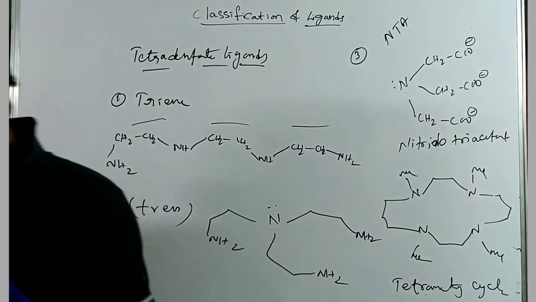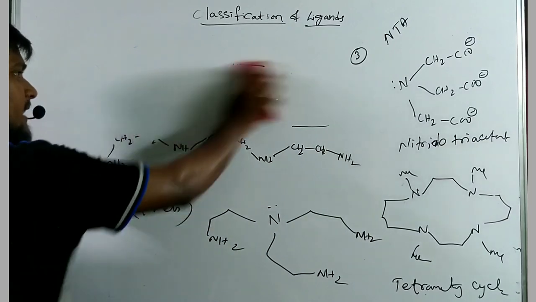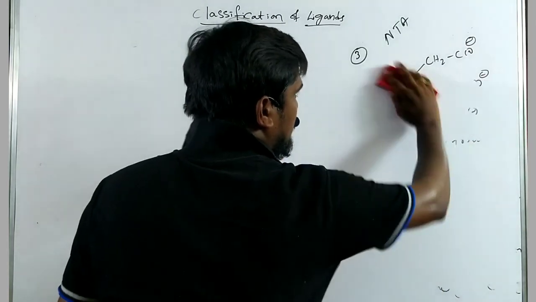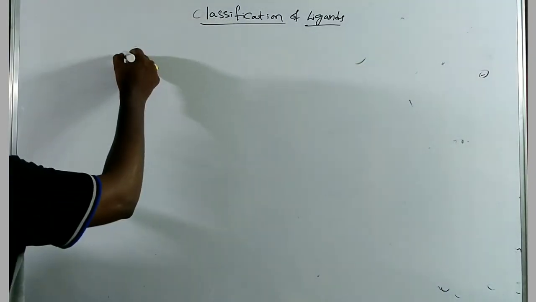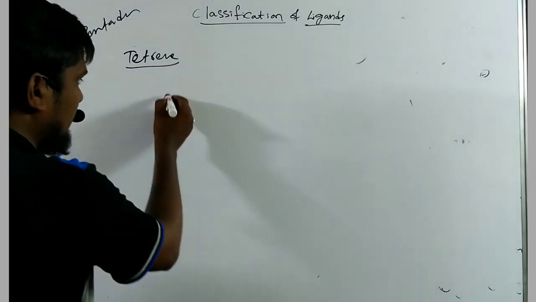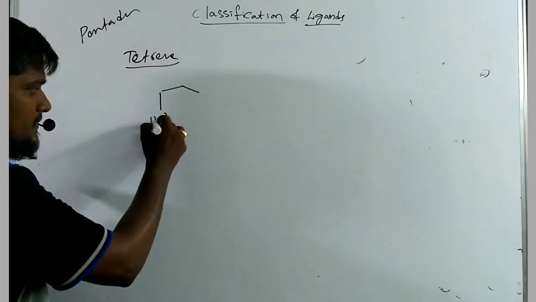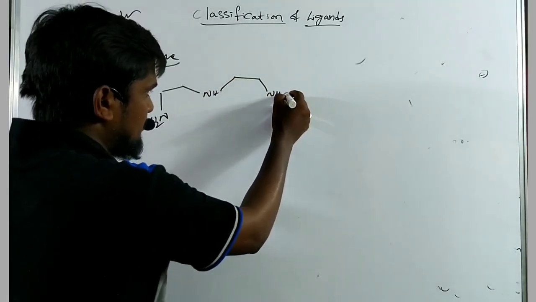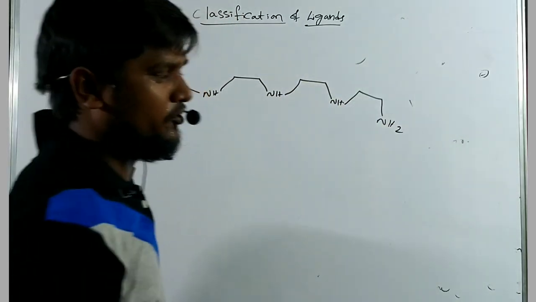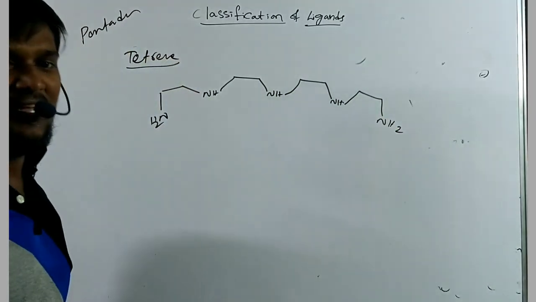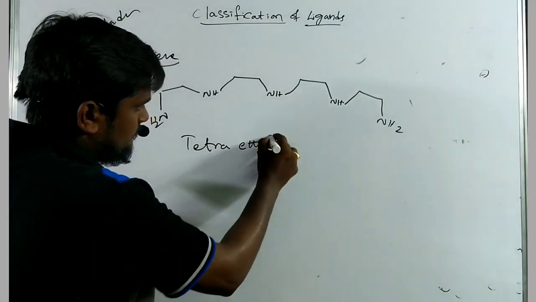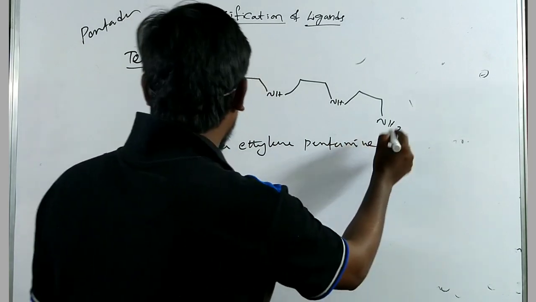Now generally pentadentate ligands have only one example, that is called tetren. Sorry, tetren. These are the pentadentate ligands. So simply, ethylene, NH2, NH, NH, NH, NH2. Now here 1, 2, 3, 4, four ethylene groups, 1, 2, 3, 4, 5, five amine groups. Tetraethylene pentamine, these are called tetren.